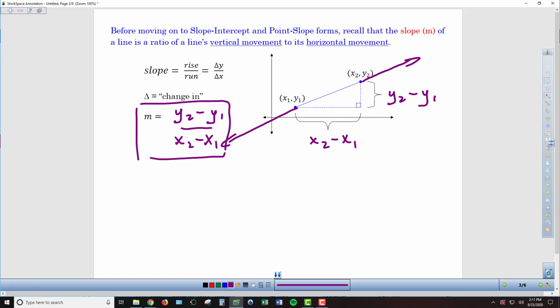So that's known as our slope formula. And the order in which we do that subtraction does not matter as long as we're consistent. We could have gone y1 minus y2 over x1 minus x2. That would have been just fine too.